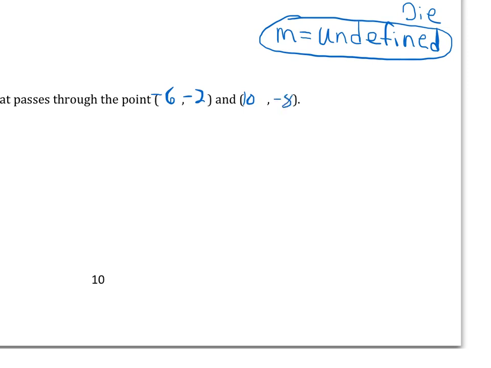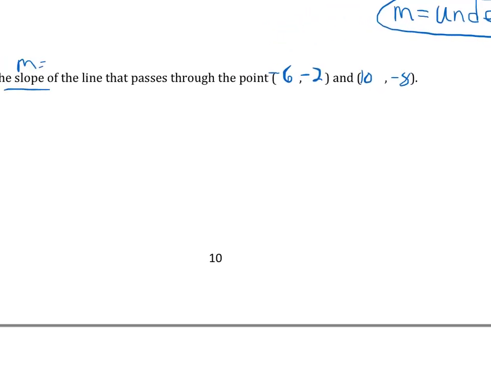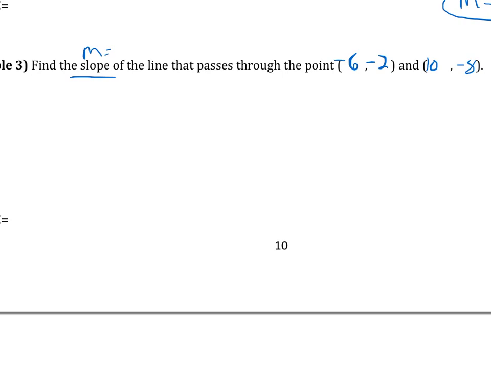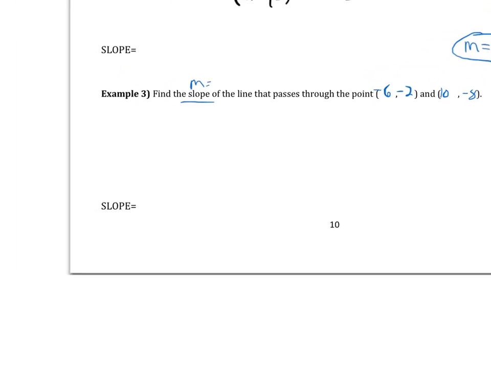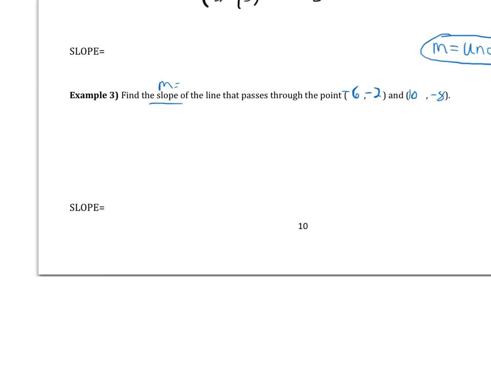Now I want to save room because I actually want to add one more example to these notes. So I'm going to come all the way over here on the left side. Make sure in your notes you're starting all the way over here at the left side. First step, again, label your points. So this is x, this is y, this is x, this is y. This is ordered pair number 1, ordered pair number 2.